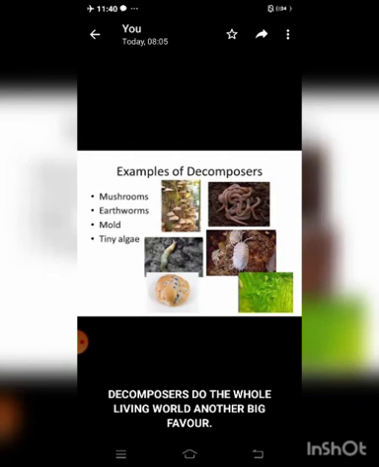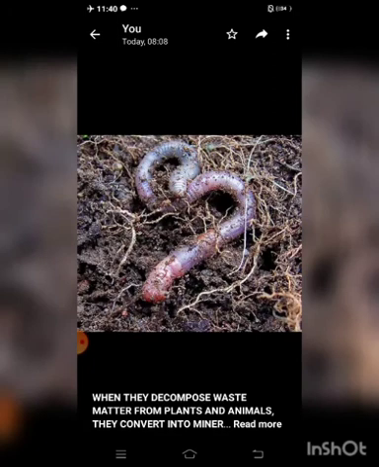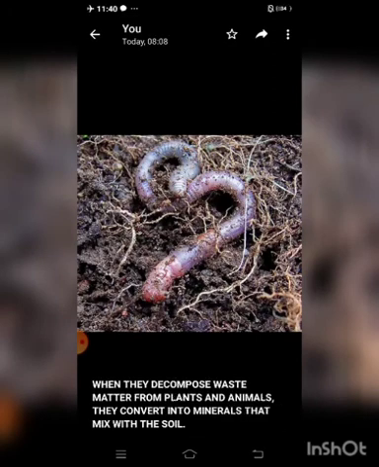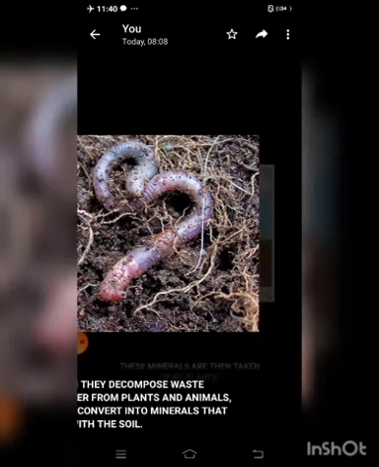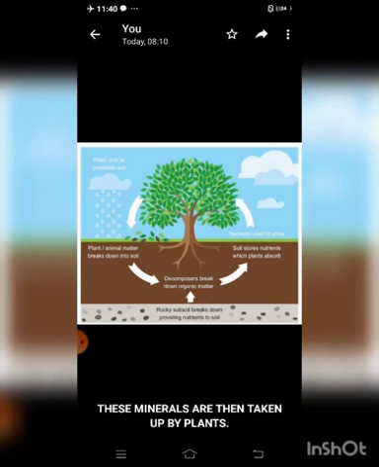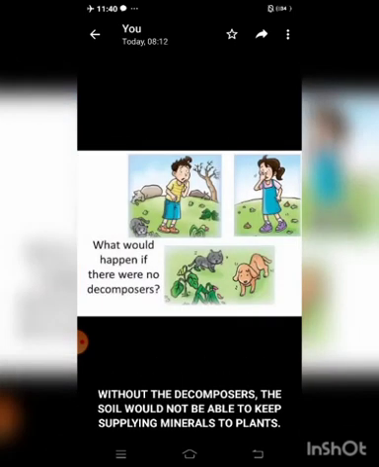Decomposers do the whole living world another big favor. When they decompose waste matter from plants and animals, they convert it into minerals that mix with the soil. These minerals are then taken up by plants. Without the decomposers, the soil would not be able to keep supplying minerals to plants.